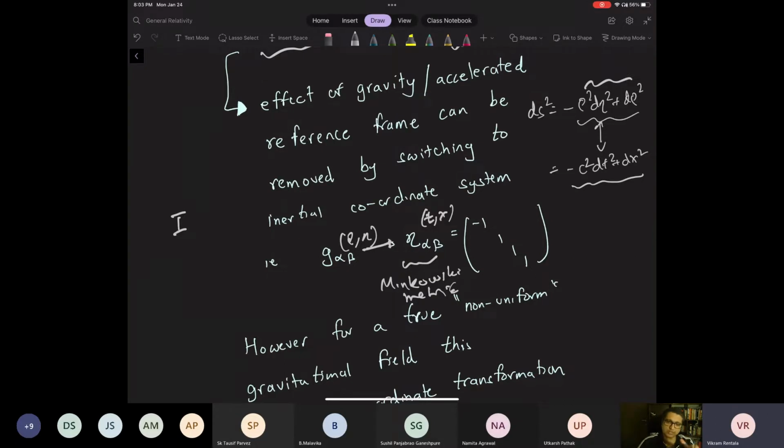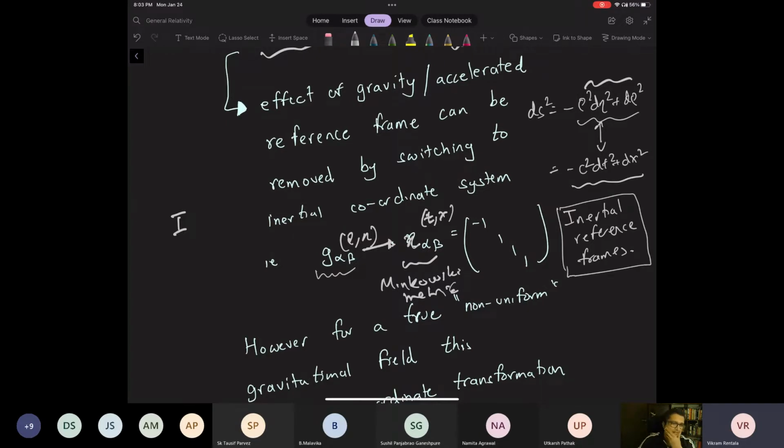Now, this is true as far as uniform gravitational fields go. As long as I have uniform gravitational fields, I can always get rid of this metric, like for Rindler observers, by transforming to an appropriate inertial coordinate system, and I will get the Minkowski metric. So I can work in this preferred set of coordinate systems, which are the inertial reference frames. So there's a preferred set of reference frames, which are the inertial reference frames in this case.